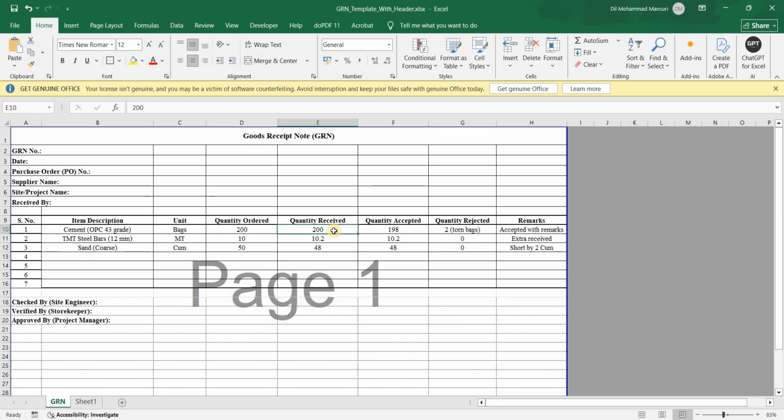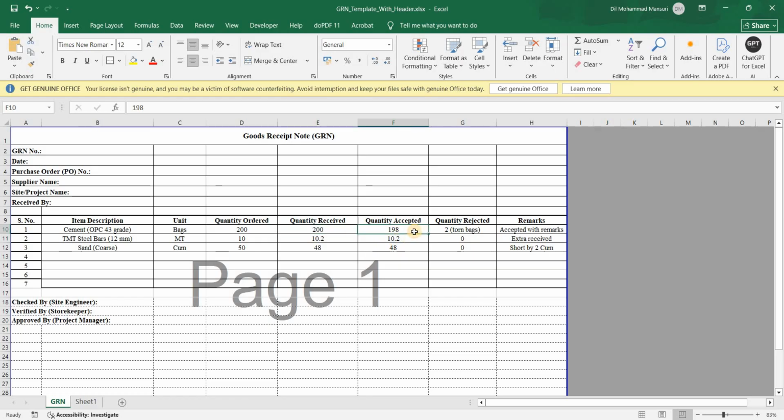Now, how was the condition? Whether the 200 bags were in good condition or not, whether there was any loss or anything missing. So we have to write in the quantity received column. Quantity ordered, we ordered 200. Yes, we received 200 on site. But what was the acceptable quantity? Were all 200 in good condition, or was there any damage or something like that?